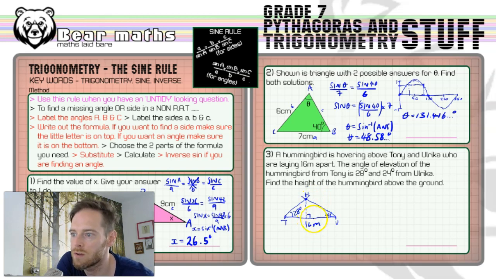Well, what we've got to do is work out either this side length here or this side length here. And it doesn't matter which one you do, because we've got an angle here and an angle here, and then what we've got is a right angled triangle. I'm going to go with Ulrika's side.